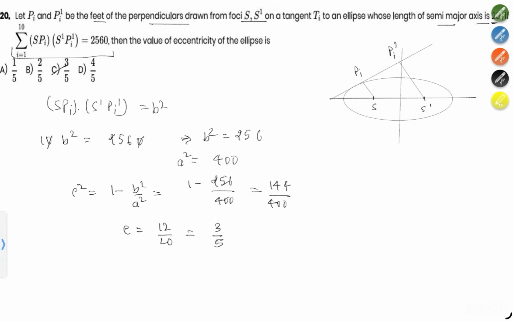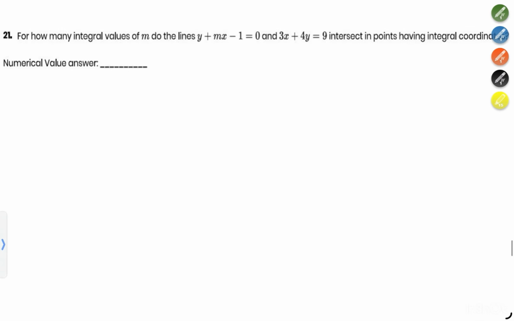Now let us try to solve the next one. That is question number 21. In question number 21, they have given for how many integral values of m these two equations intersect at integral coordinates. So if they are intersecting at integral coordinates, it means the first equation is 3y plus 3mx minus 3 equal to 0. Instead of that, multiply by 4 to cancel it out. So the first one is 3x plus 4y equals 9.